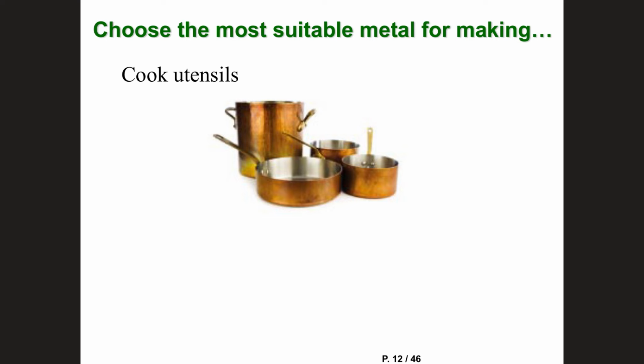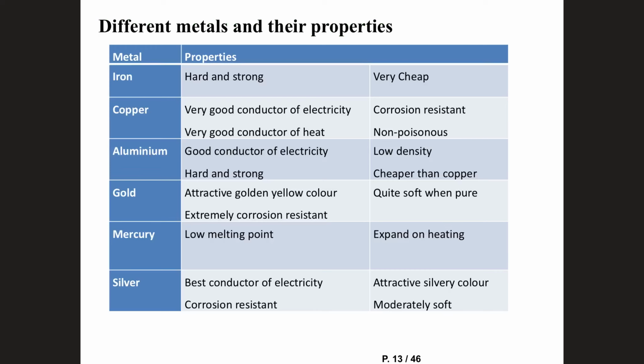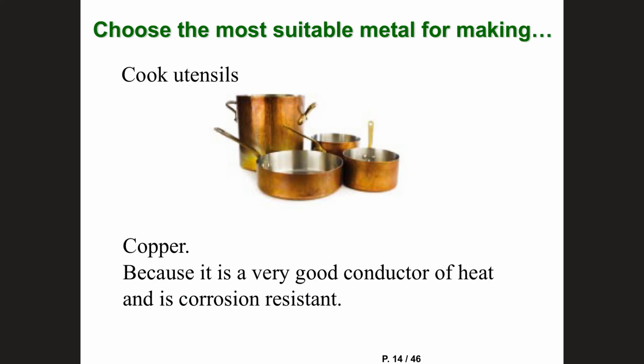How about cooking utensil? Which metal would you choose? In this case, we have to choose a metal that is a good heat conductor. And besides that, it should also be a non-poisonous metal. Can you find such a metal in this table? Yes, you're right. Copper is also a good choice for making cooking utensil because it is a good conductor of heat, and besides that, it is corrosion resistant and non-poisonous.